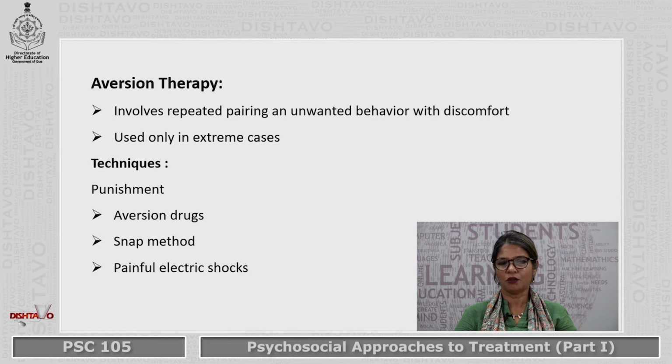A snap method is used for giving up smoking, in which a rubber band is tied to the hand, and every time the thought of smoking appears in the person's head, the rubber band is sharply snapped, and that causes a kind of discomfort. Painful electric shocks is another method and is used in cases of extreme behavior like pedophiles or rapists or sadists. So they are shown images of young children, for example, in pedophilia, which is accompanied by a painful electric shock.